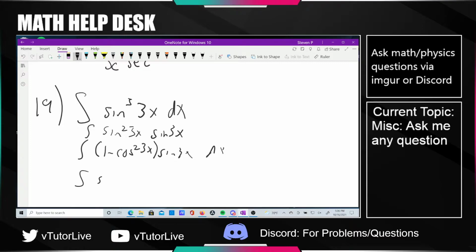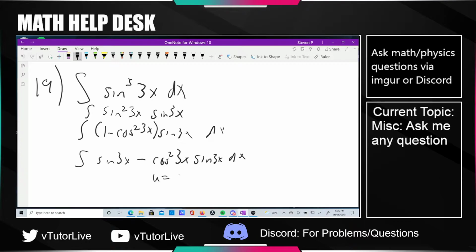Because then this turns into sine of 3x, which you know how to do. And this turns into cosine squared of 3x, sine of 3x, dx. And the idea here is that when you have a cosine to a power, and then you have a sine by itself, this is basically screaming that you should be using u substitution, right? Because if you use u is equal to cosine 3x, du is equal to minus 3 sine of 3x.